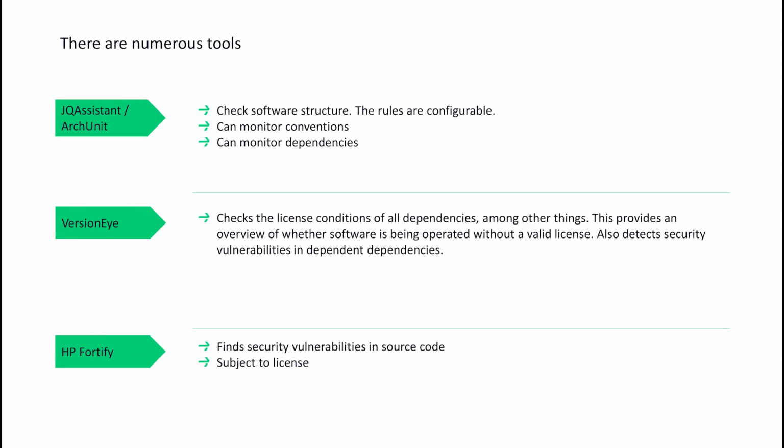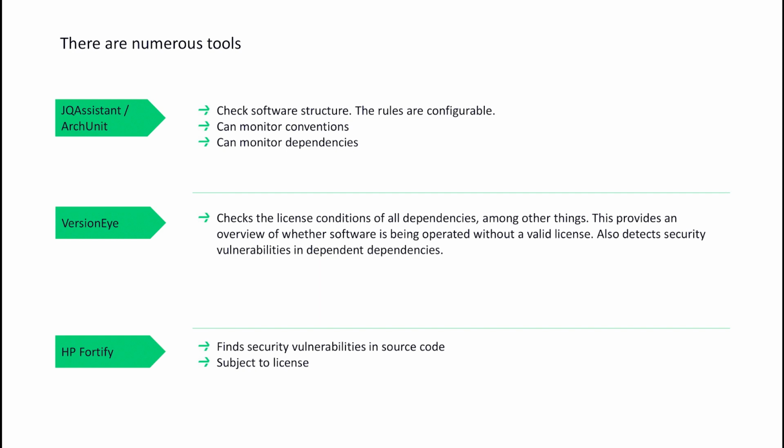jQAssistant and ArchUnit check the software structure, whereby the rules according to which the check is carried out can be configured. They can help to ensure that conventions are adhered to. For example, in a layered architecture, a lower layer does not access a higher layer. They can also be used to monitor dependencies within the software.